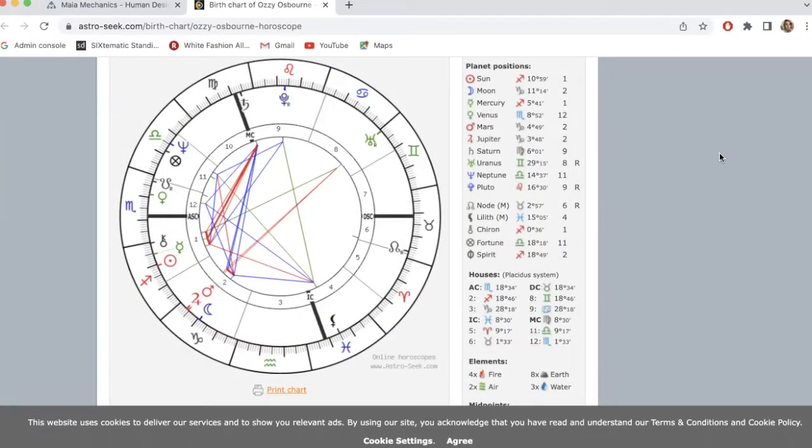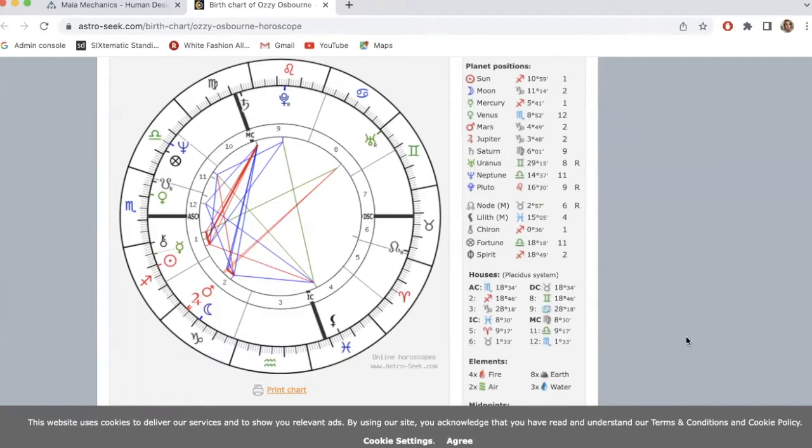Now, I want to preface this by saying that I actually do not know how to read this chart. I have seen these many times, and I know a lot of people who do know how to read these charts. And I hear a lot of talk of different houses and fire signs and different things like that. But let me tell you something, I did not start out in my human design journey knowing anything about this.